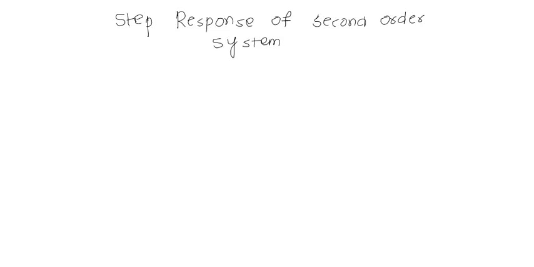Hello everyone. We are studying the step response of the second order system. We already discussed the step response of the second order system when zeta equal to 1, that is critical damped system, and when zeta equal to 0, that is undamped system response. In this class we are going to study the step response of the second order system when zeta value varies in between 0 and 1.